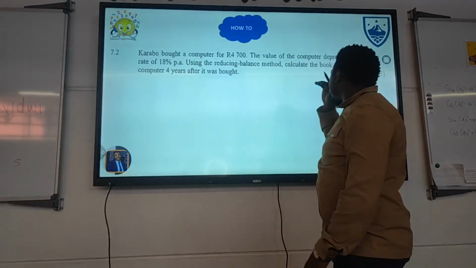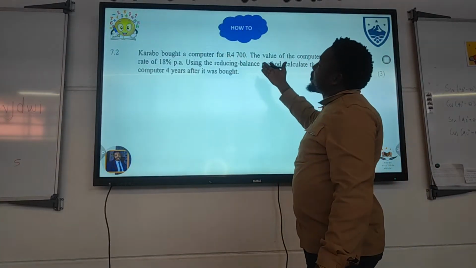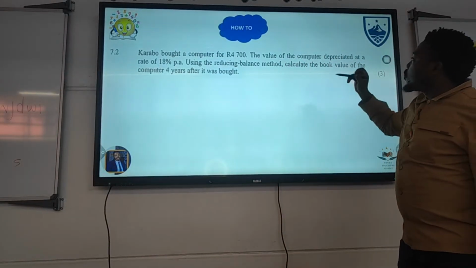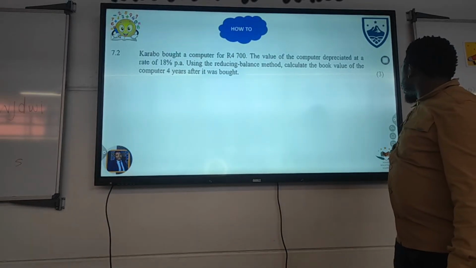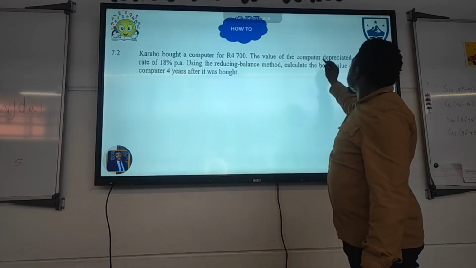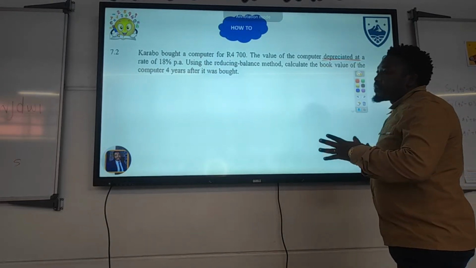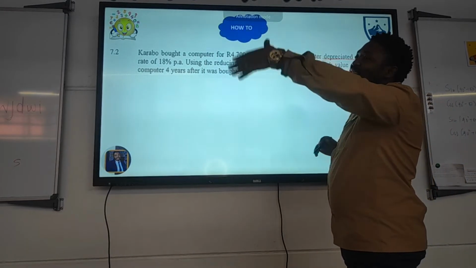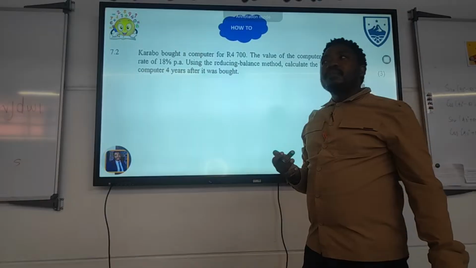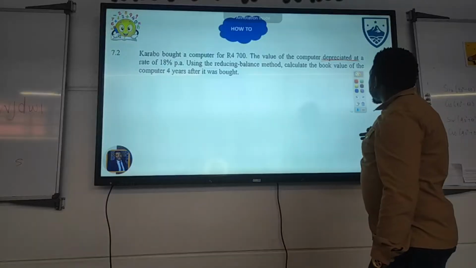I'm going to use this one as an example. Let's take a look at what Karabo has bought. Karabo has bought a computer for 4,700 rand. The value of the computer depreciates. So we have keywords here. In finance, you need to look for keywords. So the computer depreciates, so it means the value will not be the same in the next coming few years. So it's going to be lesser and lesser. So our principal amount will actually be bigger than our accumulated amount, for example, the value of A.